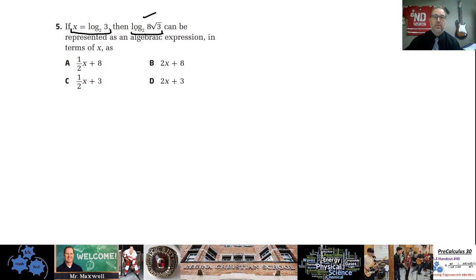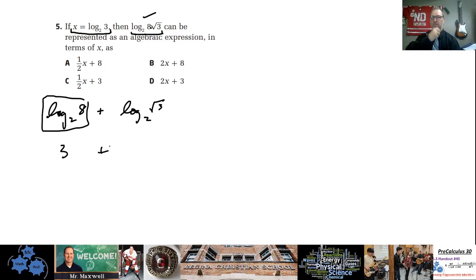And of course, I would say, okay, this is 8 times square root of 3, so I could add logs, right? Log of 8 base 2 plus log of root 3 base 2. Okay, so right away, look at this. That's just a regular old number, right? 2 to the power of what gives me 8? That equals 3. So right away, we've already started to simplify this.